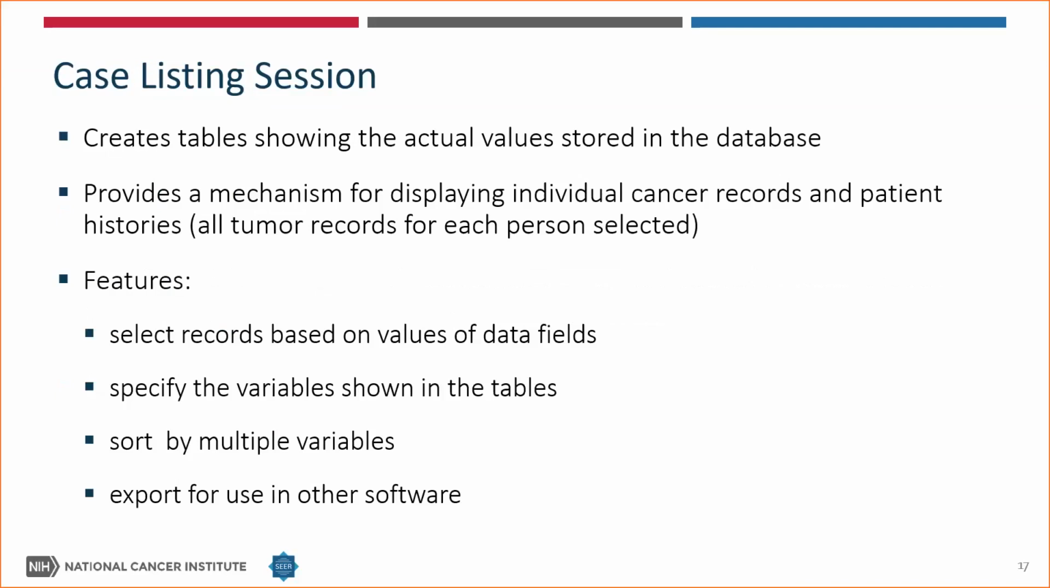It provides a mechanism for displaying individual cancer records and patient history. So you can look at all tumors for each person in the data that you selected. And you can select based on the values of the fields. You can select, as I mentioned earlier, based on the history, the cancer history of the patient, pick which variables you want. You can sort the results, and then you export it to use in other software. And that's probably the most common use of the case listing, is to export it to analyze in other software.